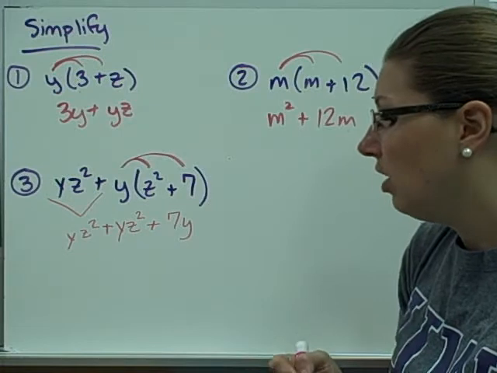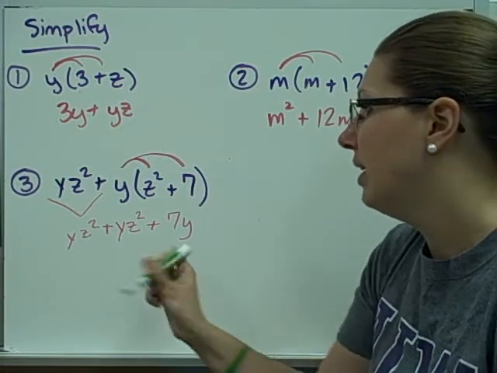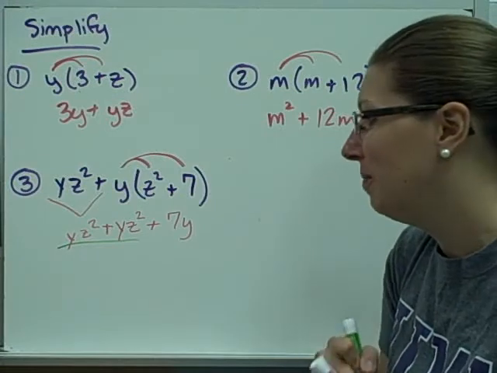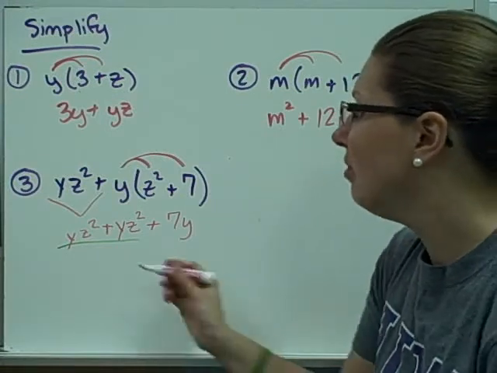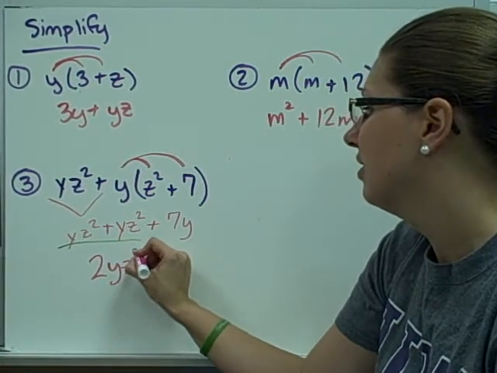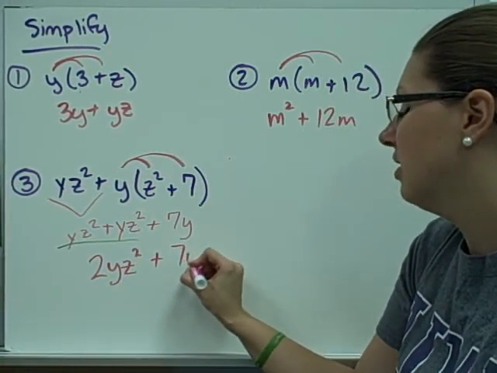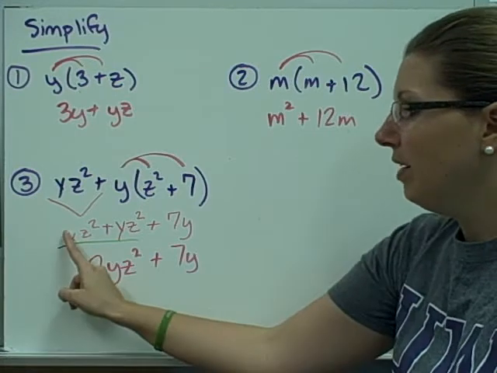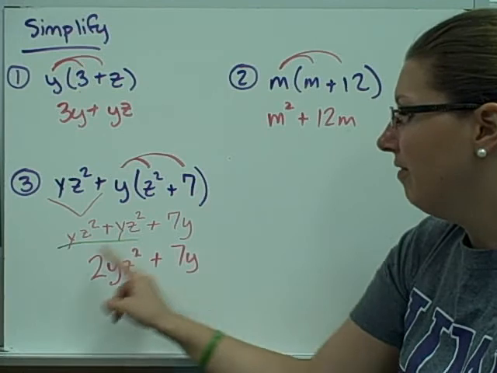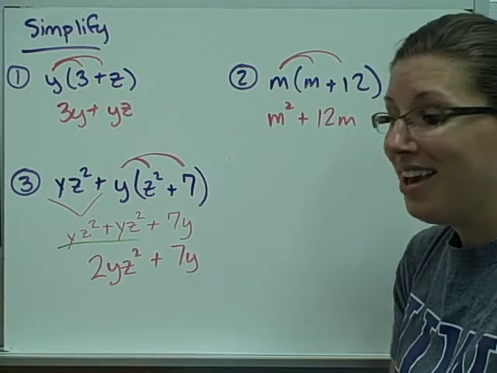And then I'll combine my like terms. You see here, yz squared plus yz squared. That's a mouthful. Altogether, I've got 2yz squareds plus 7y. So one of these plus one of these just means that there's 2 of these. So this is my final answer. Okay, good luck.